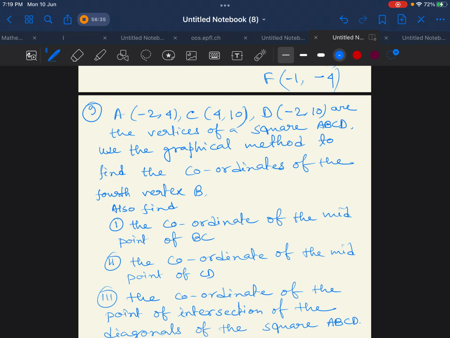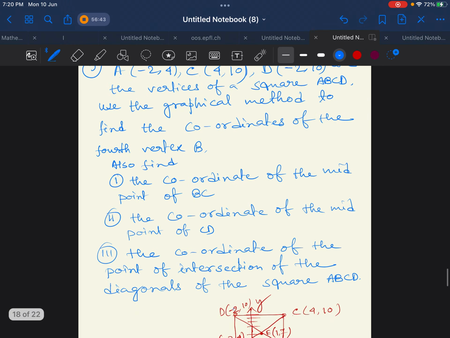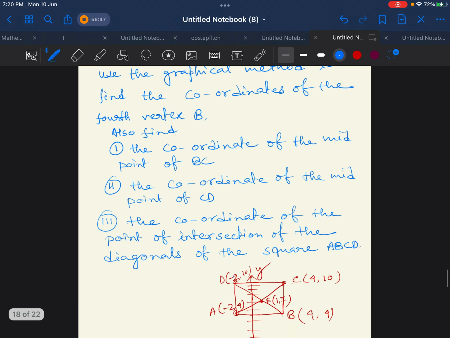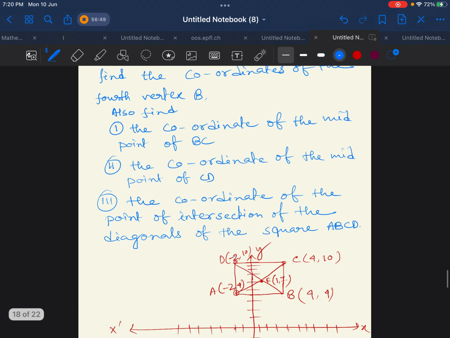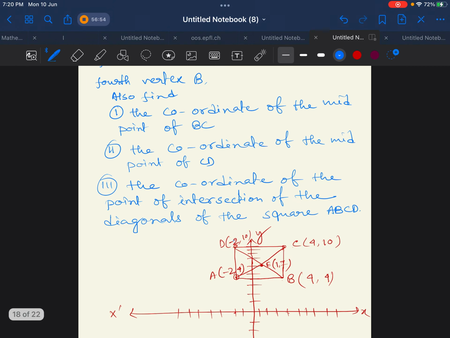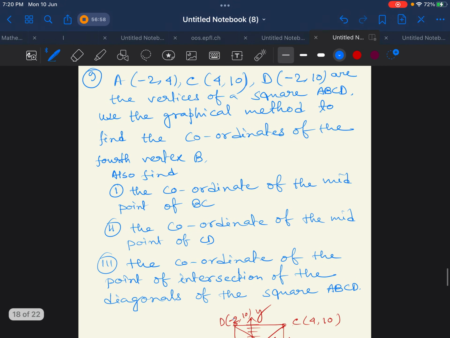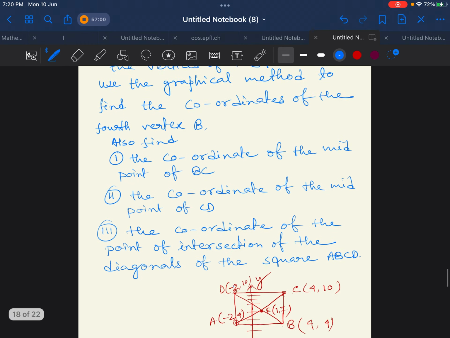Now question number 9. Here A (minus 2, 4), C (4, 10), D (minus 2, 10) are the vertices of a square ABCD. Use the graphical method to find the coordinates of the fourth vertex B. Also find the coordinate of the middle point of BC, the coordinate of the middle point of CD, and the coordinate of the point of intersection of the diagonals of the square ABCD.